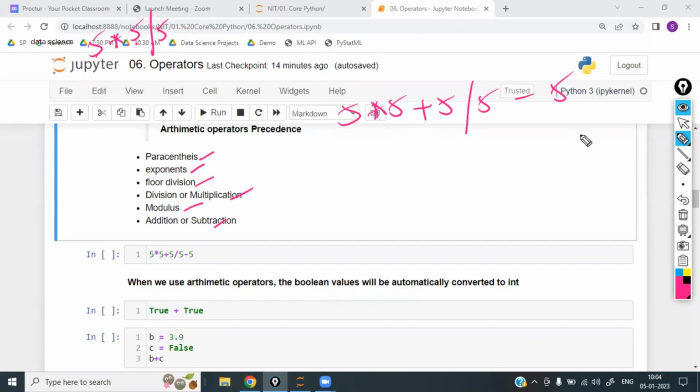So in the given data, first you have to see whether brackets are available or not. If the brackets are available, you do the brackets first. If brackets, that is parentheses, are not there, then exponents, power. In the given question, is there any power? No. Floor division? No. Division or multiplication: so I'm going to select division. So for division, first you write these two.